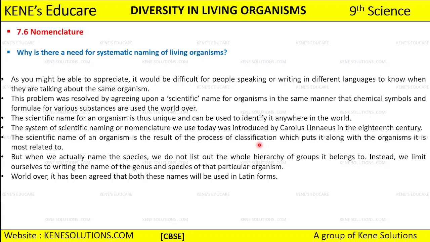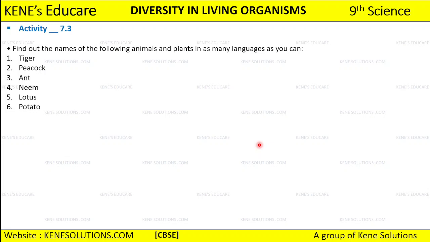Now the next thing that we are left with is the 7 questions which have been given. Okay. We will be discussing those 7 questions now. But here is an activity for you all, where you need to find out the names of animals and plants in as many languages as you can. Okay, so this is something that you will love doing. You have to find out the names of tiger, peacock, ant, neem, lotus and potato in as many languages as you want.